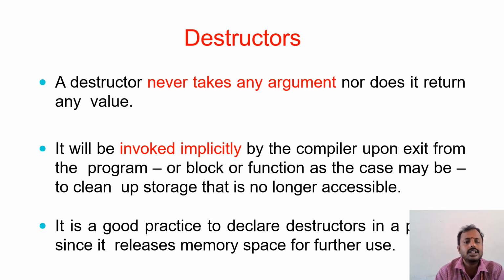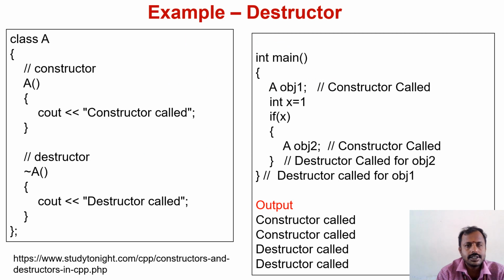It will be invoked implicitly by the compiler upon exit from the program or the block of the function, in that case cleaning up storage that is no longer accessible. This is an example of a destructor. I have a class A which has a default constructor A, which will display the message "constructor is called", and I have a destructor ~A. We differentiate the constructor and destructor by the tilde symbol; both have the same name as the class name.